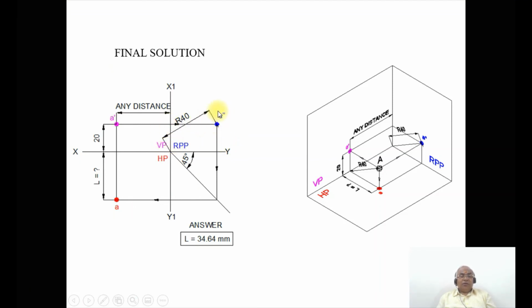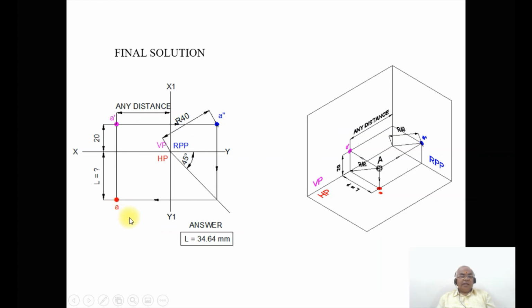Then show the dimension of R40 here and show the direction of projection. Then by using the protractor, you measure an angle of 45 degrees with respect to the XY adjacent to HP and then draw an inclined line. Then draw a vertical projector from A double dash to the 45 degree line, and from this 45 degree line, you draw a horizontal projector which cuts the parallel line drawn previously with respect to the X1 Y1 line.